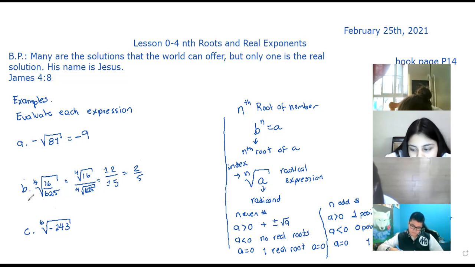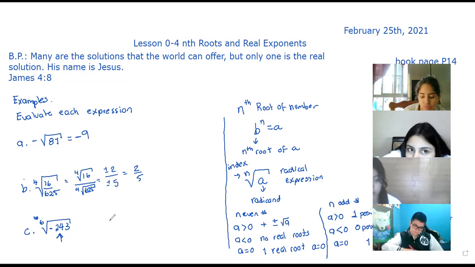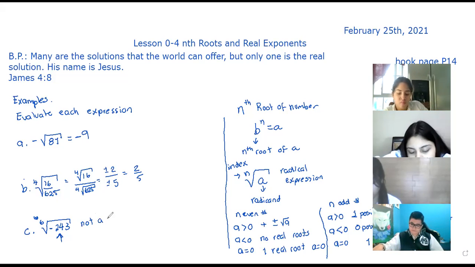Okay, now, the index is even. Look, 6 is an even number, but the value that you have inside is negative. So if I go here, the index is even, but the value of a is less than 0. That means that we do not have real roots. So we are going to write here, not a real number.